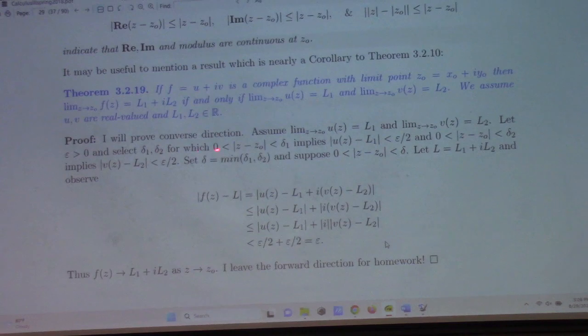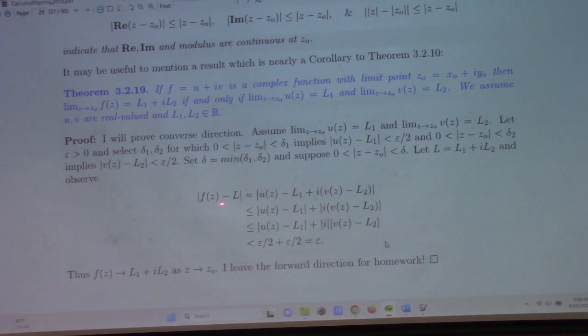I will select delta 1 and delta 2 such that the distance being less than delta 1 implies I'm within epsilon over 2 for the u, and I'm within epsilon over 2 for the v, respectively, for these choices of delta. I want to have my cake and eat it too. So I choose delta to be the minimum of both of them. That means if I have z that's within delta units of z naught, I have both of these estimates.